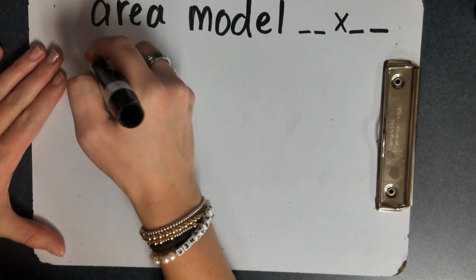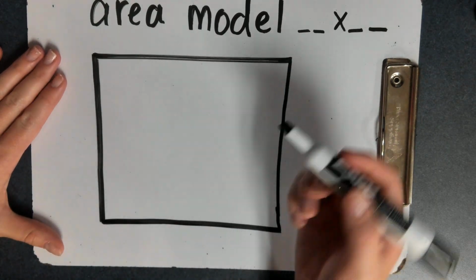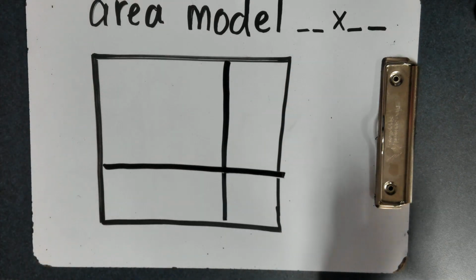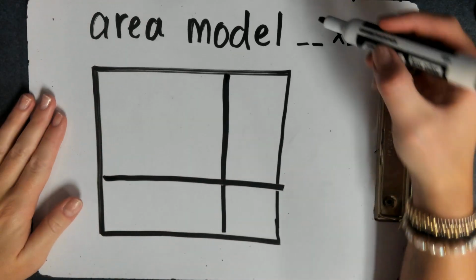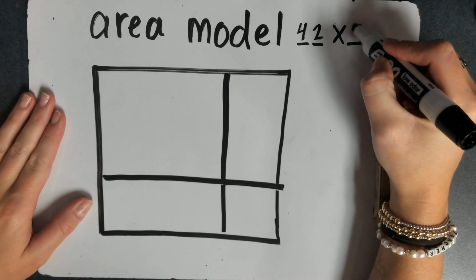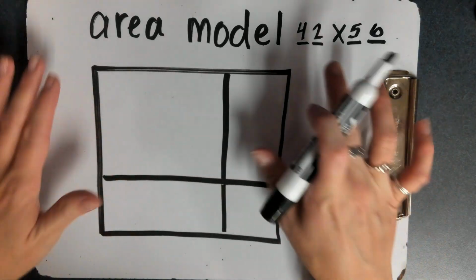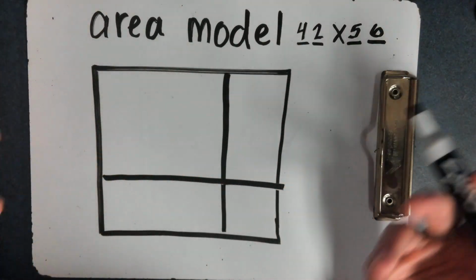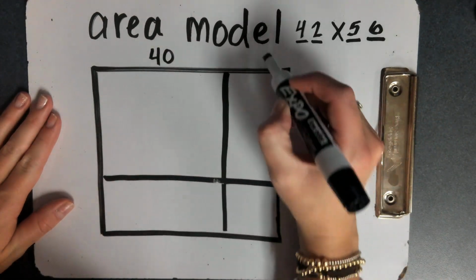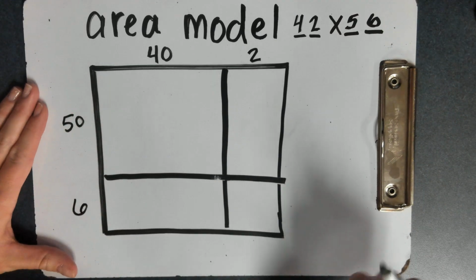So what it is, is a square or rectangle, some kind of box of sorts that we partition off into these 4 sections. Let me explain what each section is for. Let's say we were going to multiply something like 42 times 56. What we would do with these two numbers is take the value of each digit and pull it apart into expanded form. So 42 becomes 40 and 2. 56 becomes 50 and 6.